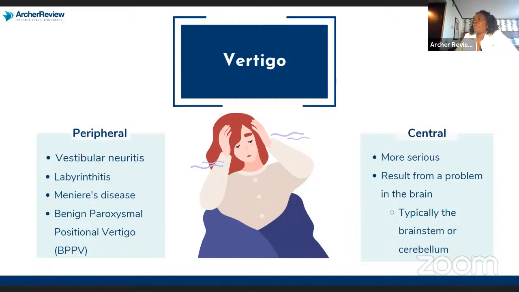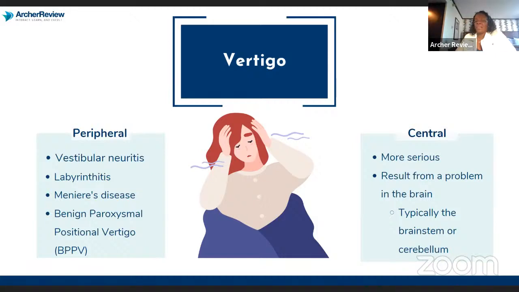For BPPV, vestibular rehab or Epley's maneuver is helpful. Either have the patient do the exercise at home, or you can refer them to PT, physical therapy. The good thing about the internet now, or YouTube, is we have very good videos to give a good visual of how to do an Epley maneuver. So patients can do these things at home.